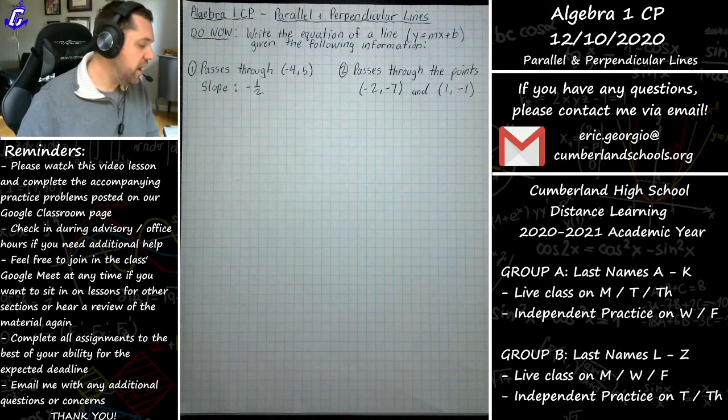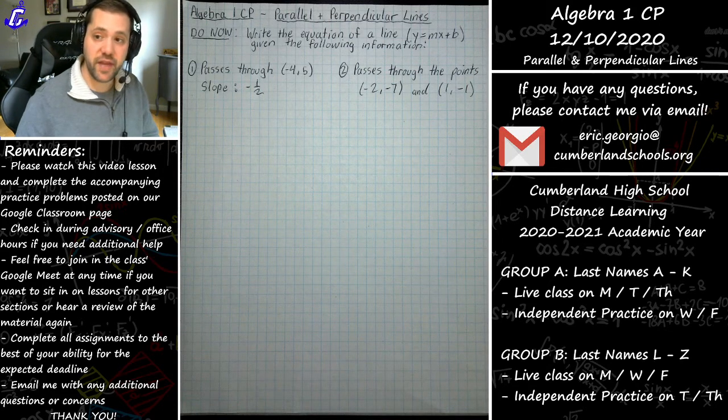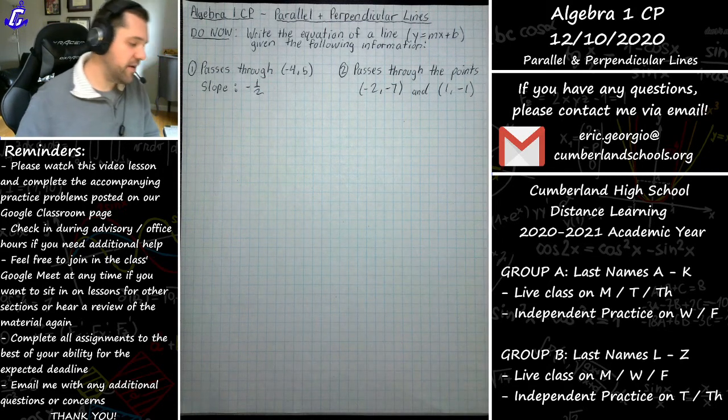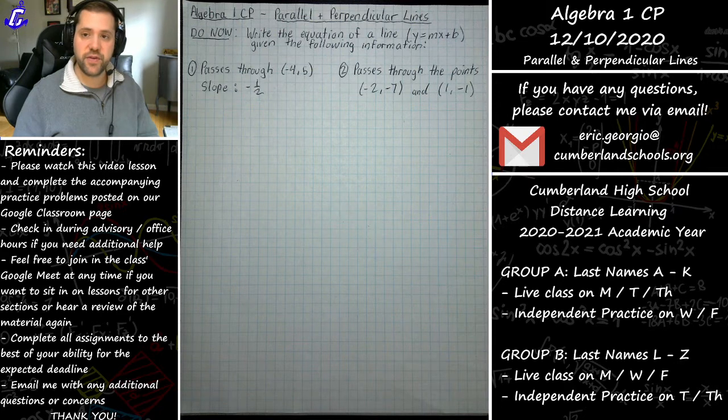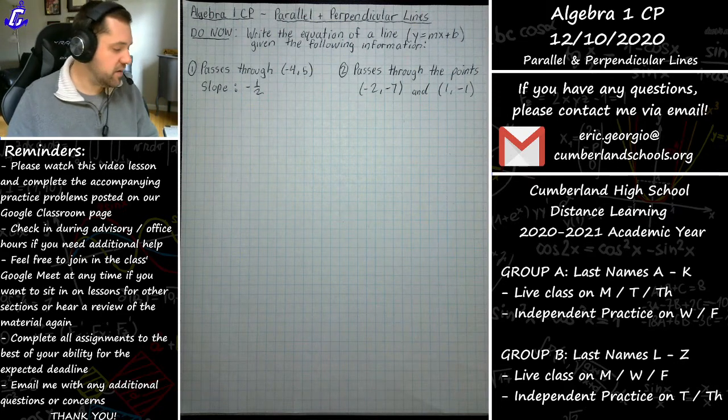First problem here, a line that passes through the point -4, 5 and has a slope of -1/2. Second problem here, a line that passes through the points -2, -7 and 1, -1. This should be a great review of what we did a couple classes ago. Try your best. Pause the video, take maybe about 5 minutes, and then pick it back up. I'll see you then.